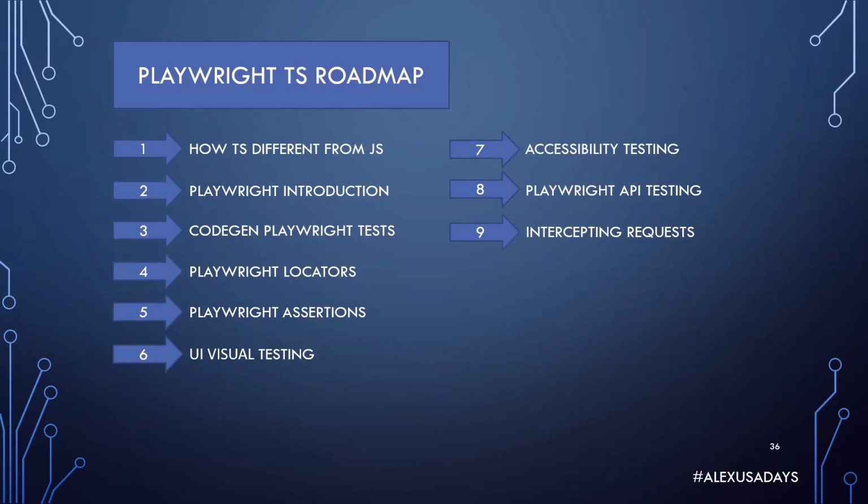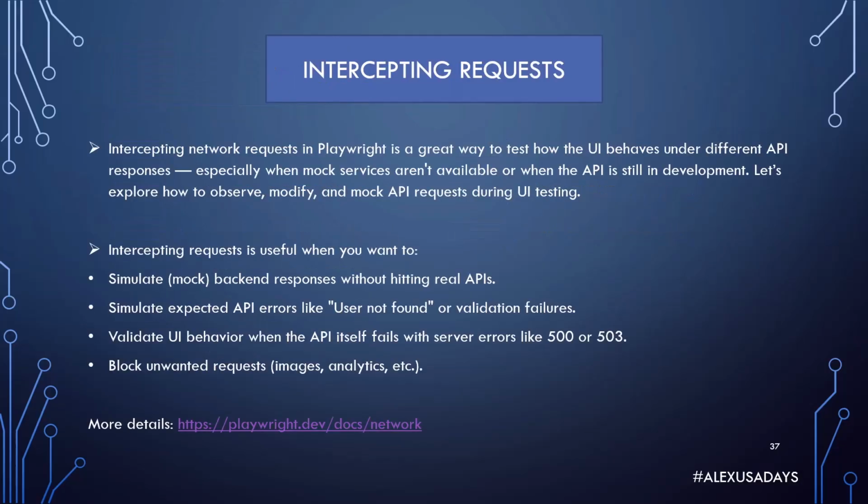So today we're in module 9 and we're going to talk about intercepting requests. Intercepting network requests in Playwright is a great way to test how the UI behaves under different API responses, especially when mock services aren't available or when the API is still in development. Let's explore how to observe, modify, and mock API requests during UI testing.